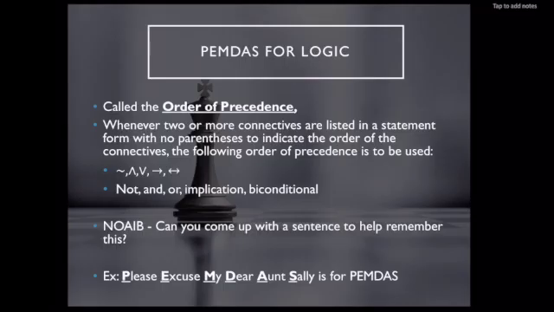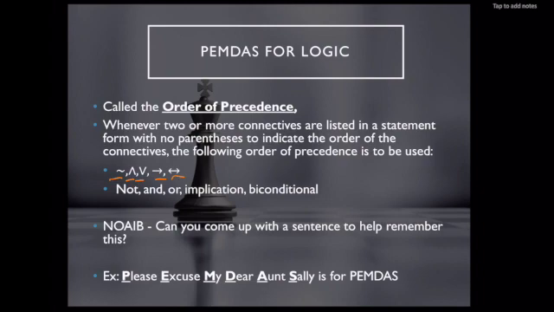Now, one of the final things I want to talk about is PEMDAS for logic. Remember, PEMDAS is parentheses, exponents, multiplication, division, addition, subtraction. It's typically called order of operations. But when we're working with logical connectives, there's an order called the order of precedence, and this is what we want to use. We're going to use negation, and, or, implication, and biconditional. That's the order in which we have to do them.